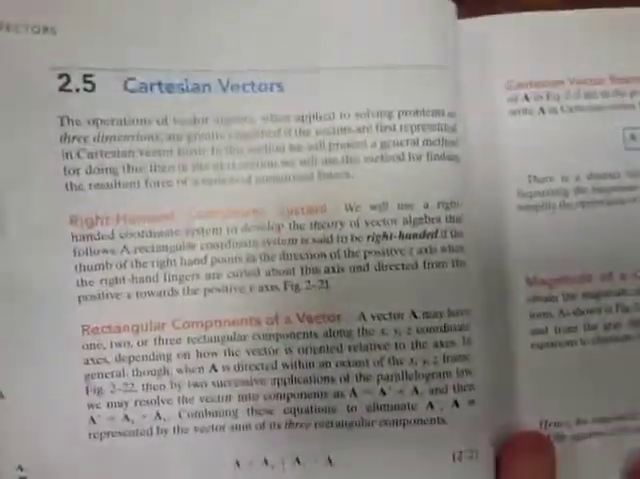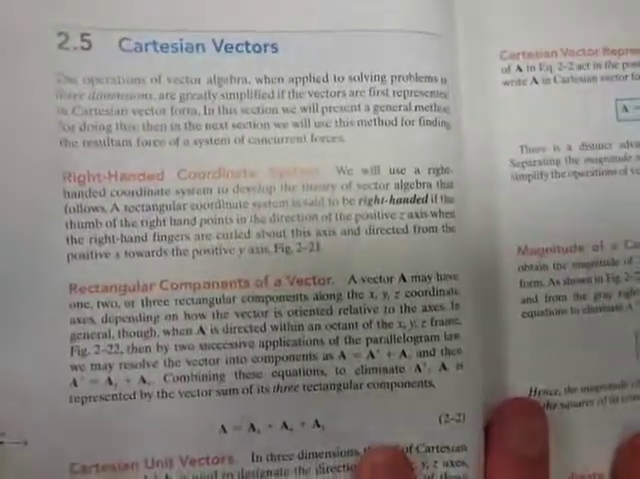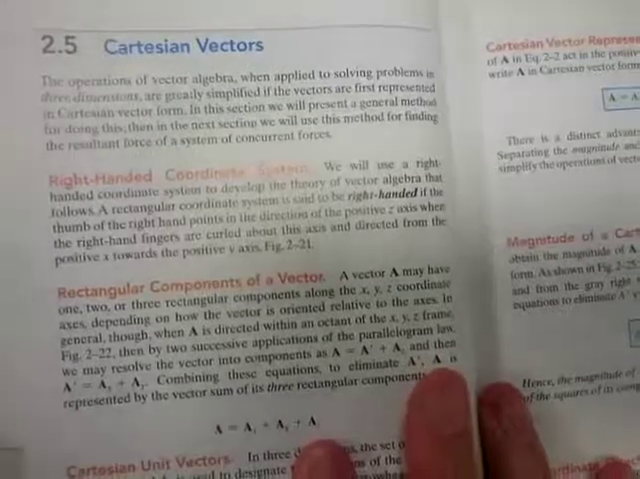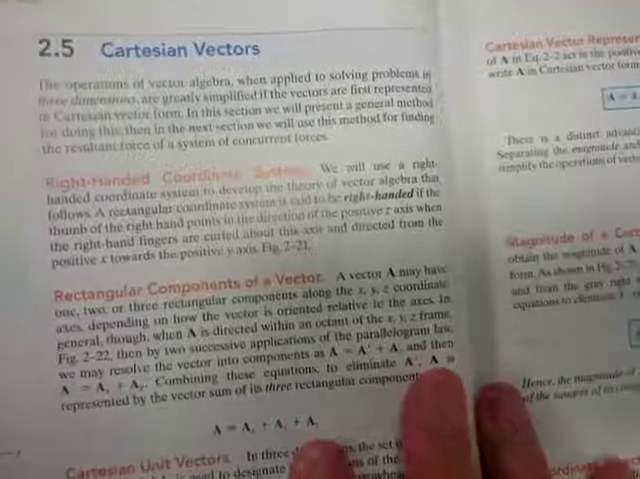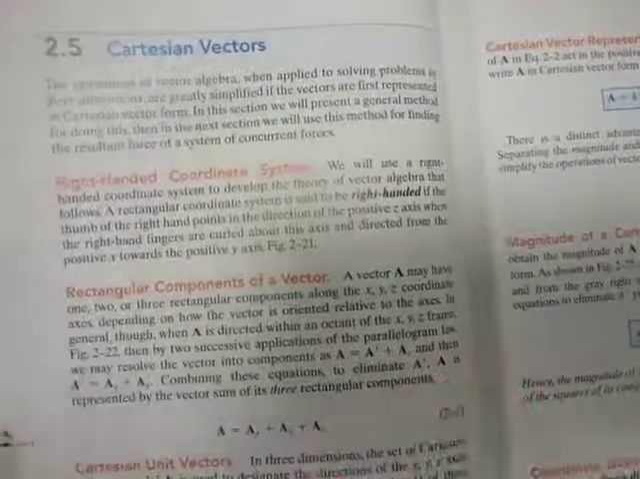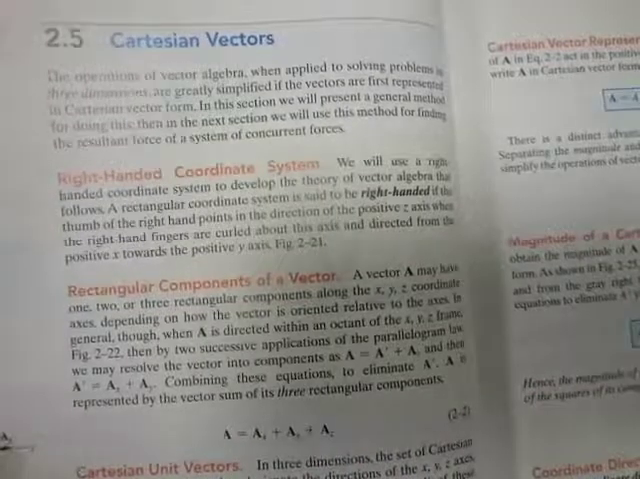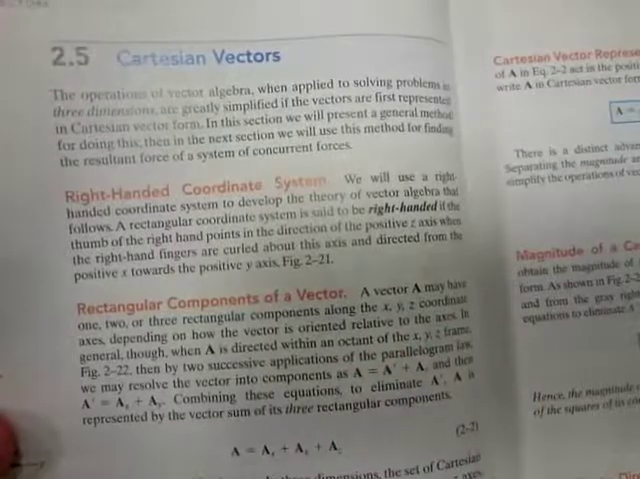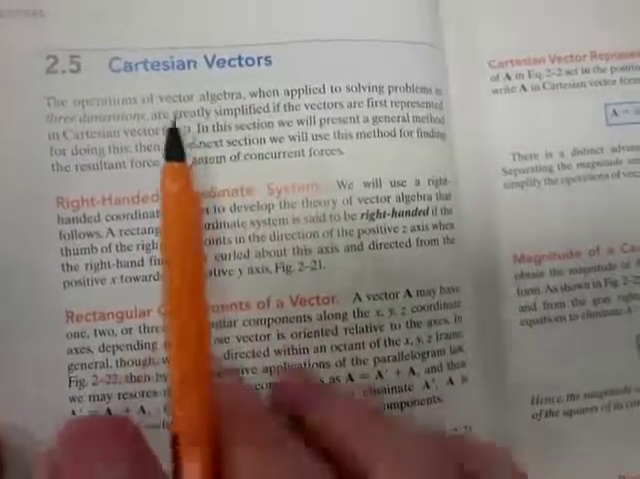Hi guys, in this video we're going to start with chapter 2.5 on Cartesian vectors. You were introduced to Cartesian vectors previously, but mainly in two dimensions. And perhaps the best way to start is by reading this opening sentence, which I feel is very helpful.